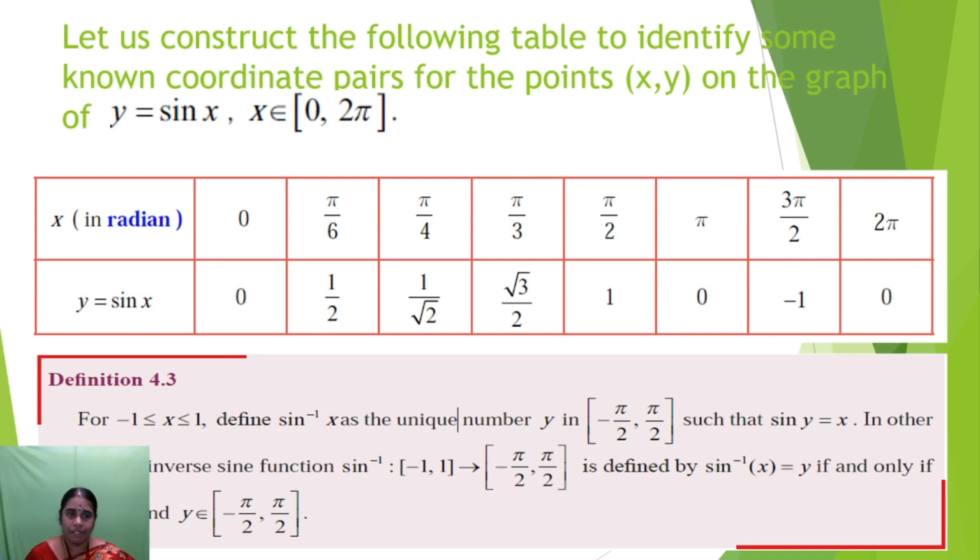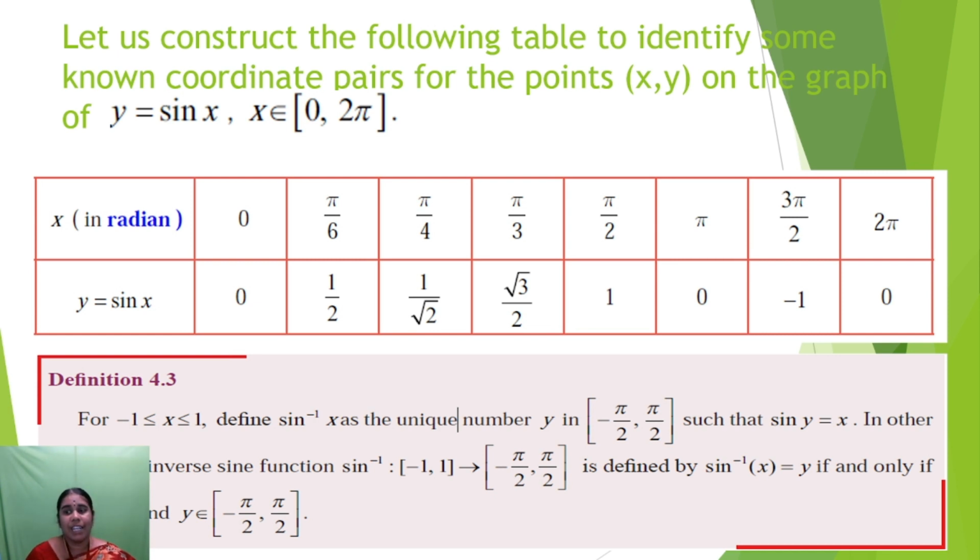Next, some of the reading values. We construct the following table to identify some known coordinate pairs of the point (x, y) on the graph y equals sin x, where x lies between 0 and 2 pi. We just know up to pi by 2, so you need to memorize up to 2 pi. For 0, it is 0. For pi by 6, 1 by 2. We know the values 0, 1 by 2, 1 by root 2, root 3 by 2, 1 and 0. For pi by 2, we get 1. Other than this, you have to memorize. For pi, it takes 0. For 2 pi, it takes 0. For sin x at any multiple of pi, 2 pi, 3 pi, etc., we get 0.